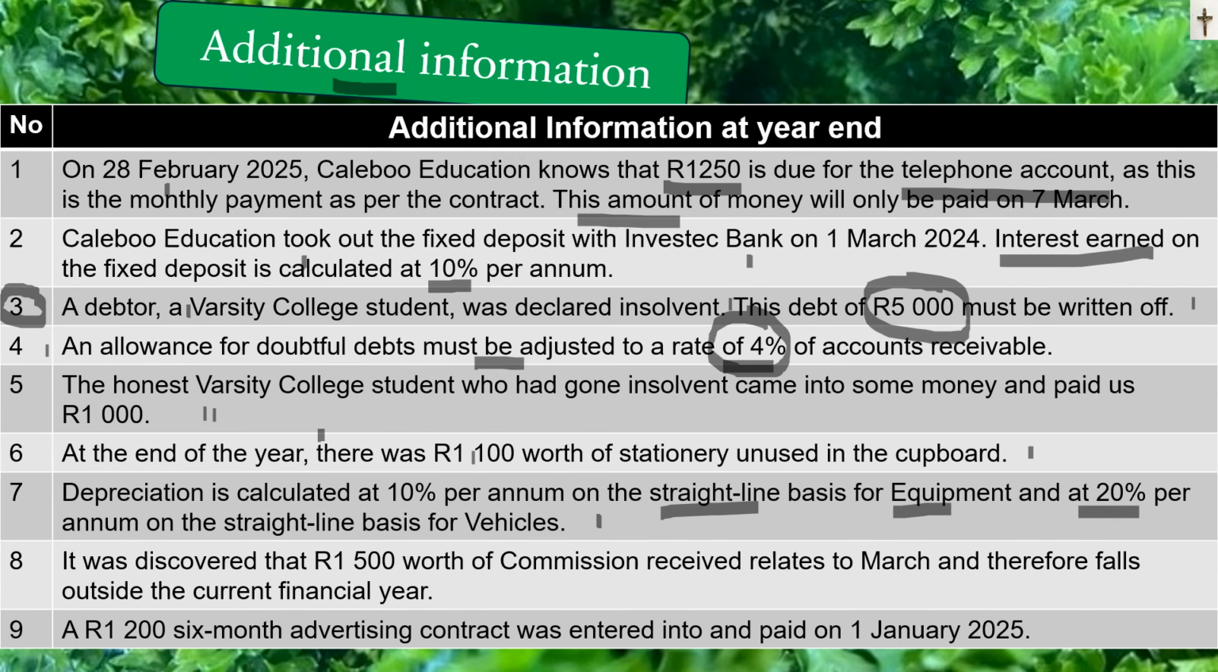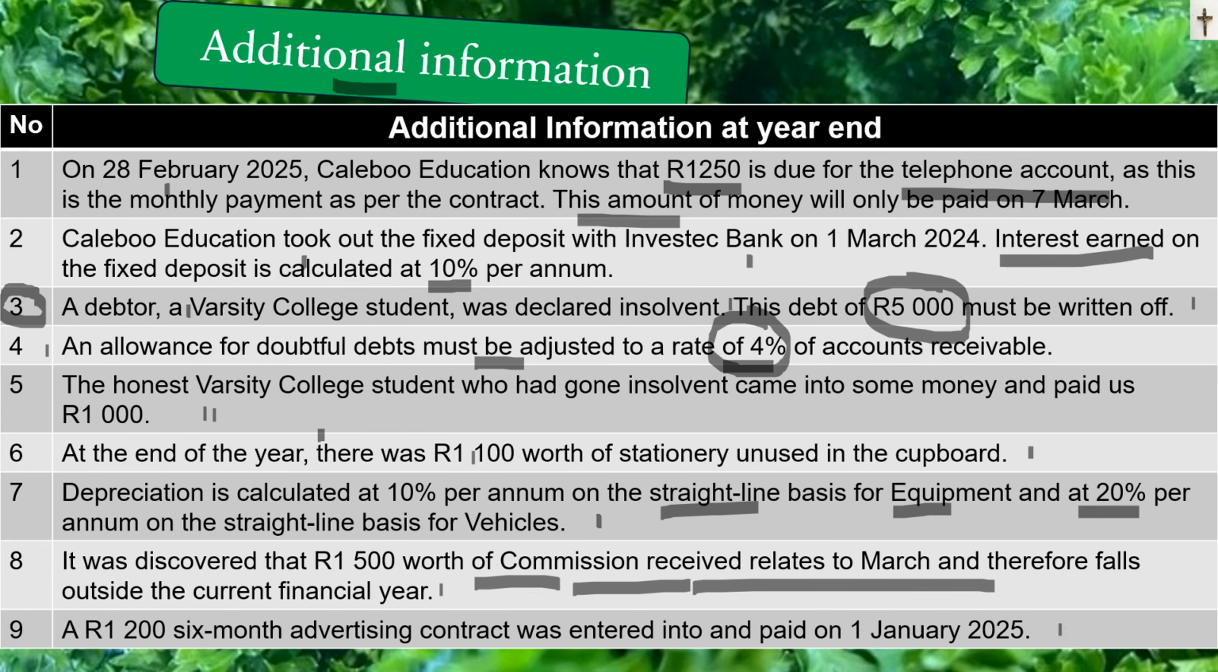It was discovered that 1,500 worth of commission received relates to March next year. So in the commission account, there's actually 1,500 commission that shouldn't be shown in the current year. So we need to make an adjustment there.